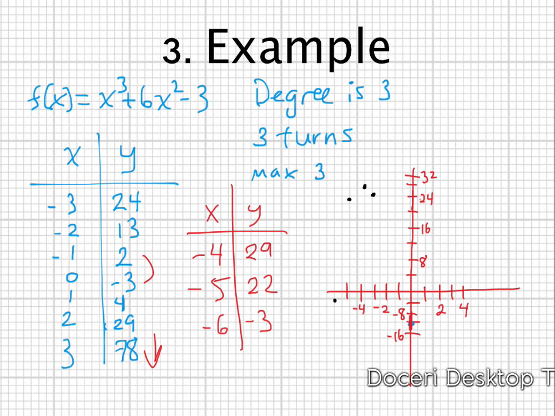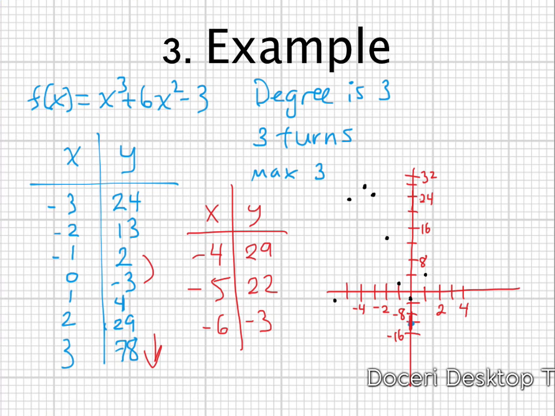And then I have -2, I'm at 13, which is a little more than 12. And -1, I'm at +2, so I'm going to be almost right about there. And then at 0, I'm at -3, so I'm going to be a little less than 4. Again, 1, I'm at +4, so I'm right here.